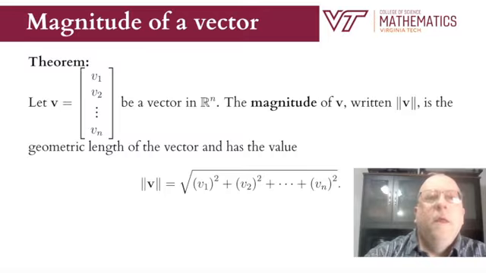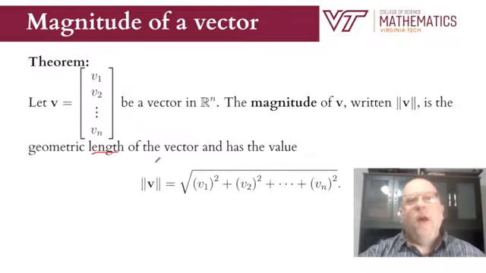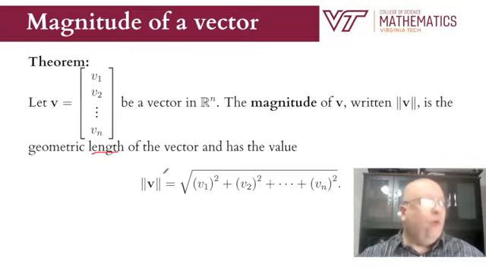So if we have a vector in Rn, the magnitude of the vector is the same as the idea of the length of the vector. And we can calculate that using the Pythagorean theorem. We will take the individual components of the vector and square them. So v1 squared and v2 squared and v3 squared, however many components we have. Square them, add them all up together, and then take the square root of the total.